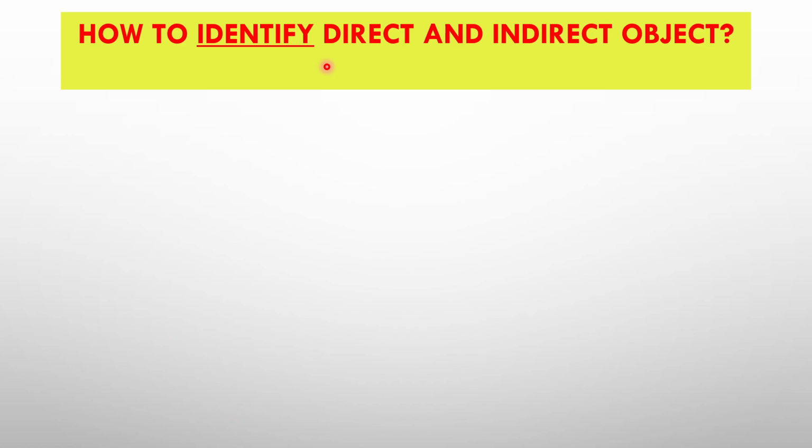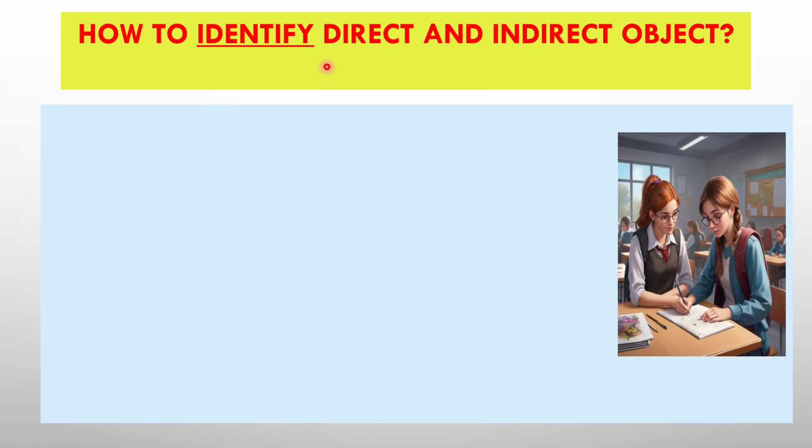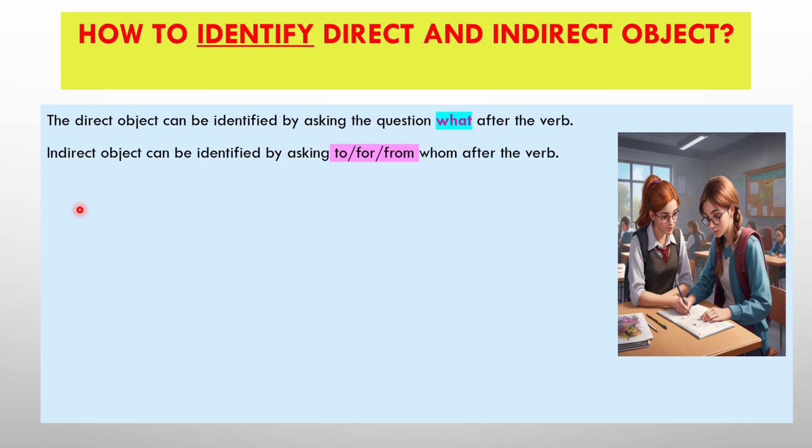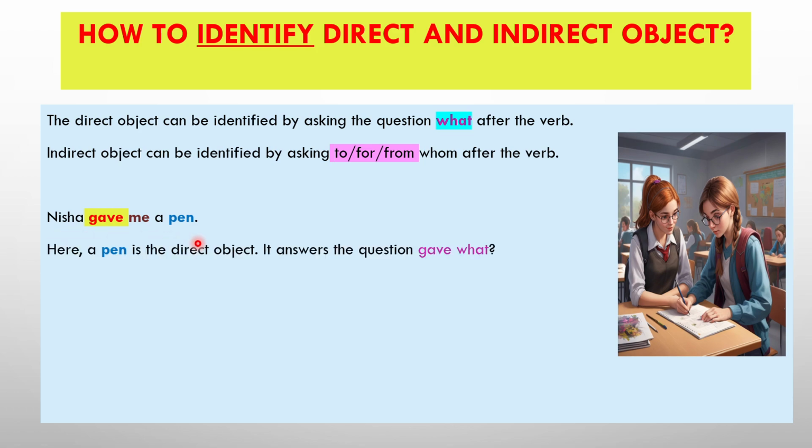Now how to identify the direct and indirect object? The direct object can be identified by asking the question what after the verb. Indirect object can be identified by asking to, for, whom after the verb. Like Nisha gave me a pen. Here, the pen is the direct object. It answers the question gave what. Nisha gave what? A pen.